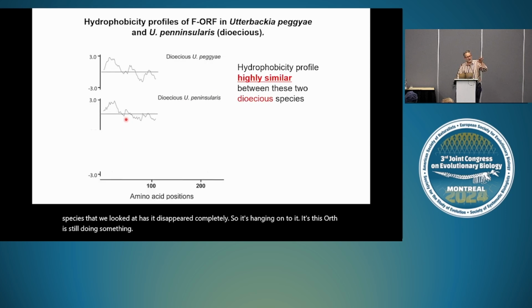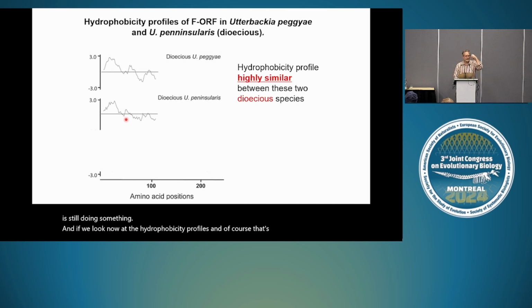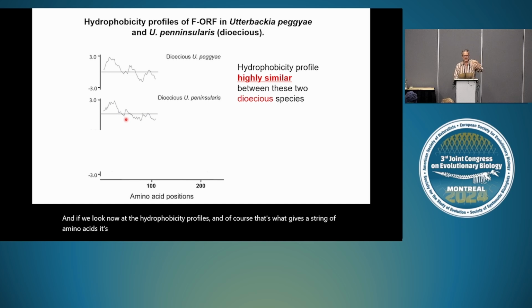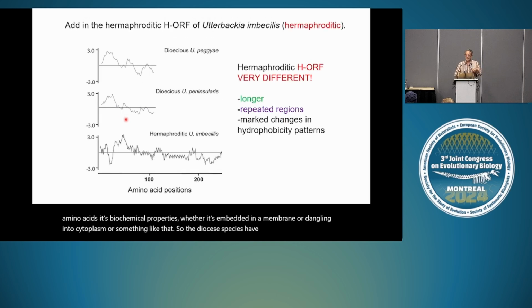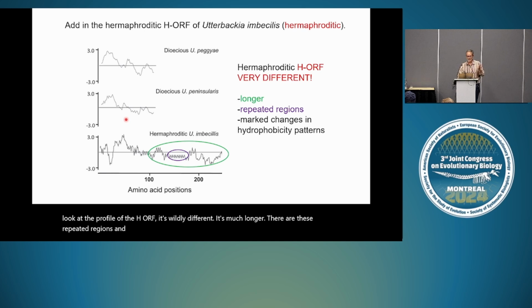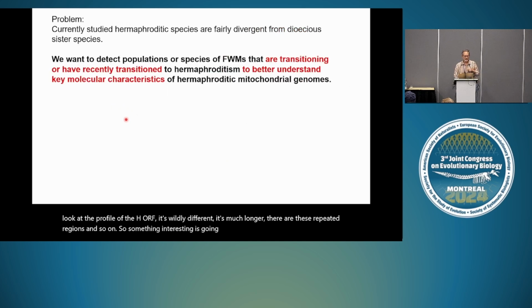And if we look now at the hydrophobicity profiles, and of course that's what gives a string of amino acids its biochemical properties, whether it's embedded in a membrane or dangling into the cytoplasm or something like that. So the dioecious species have similar profiles, but if we look at the profile of the H-ORF, it's wildly different. It's much longer. There are these repeated regions and so on. So something interesting is going on there.